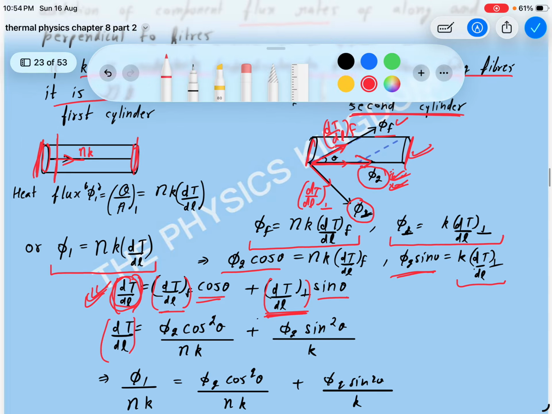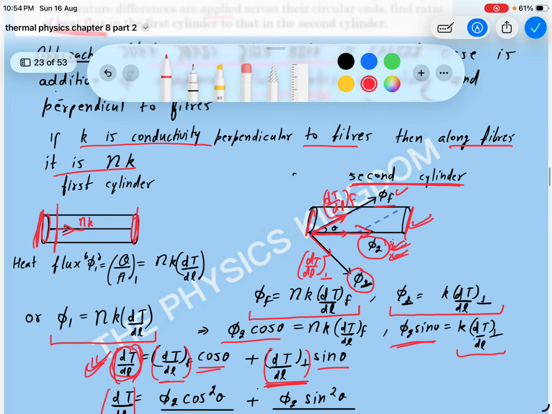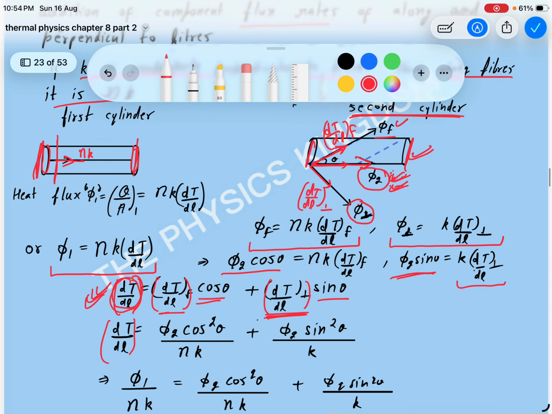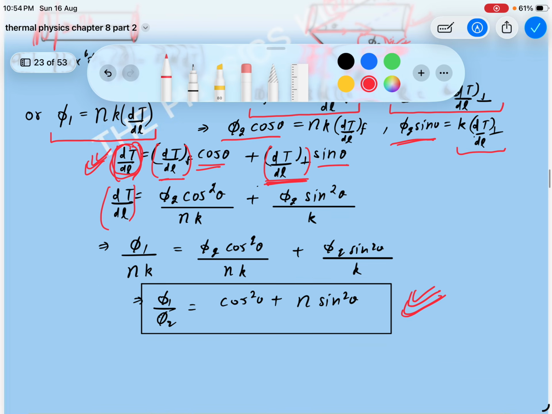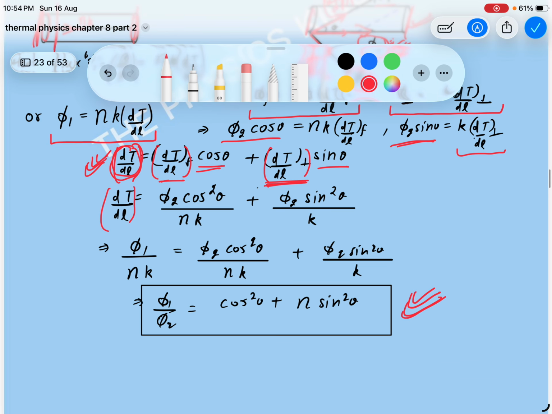Okay, if you have any better solution you can post in the comment section, no problem, right. But according to me that should be the answer.